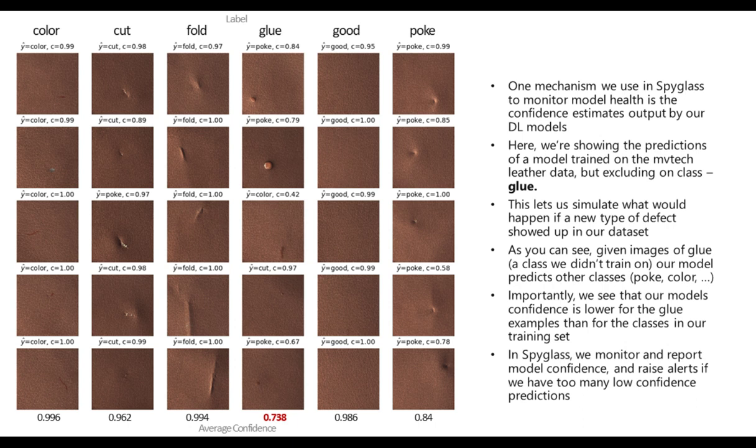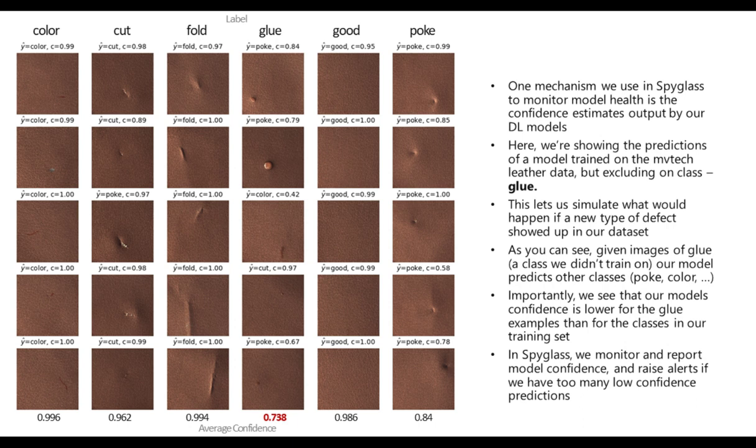Now, if you slide to the glue column and you look at the confidence, you'll notice that it's significantly lower. In most cases, not all. But the reasoning there and what we see in practice is that the model has not seen that class before, so it's generally less confident. So in practice, we threshold this.